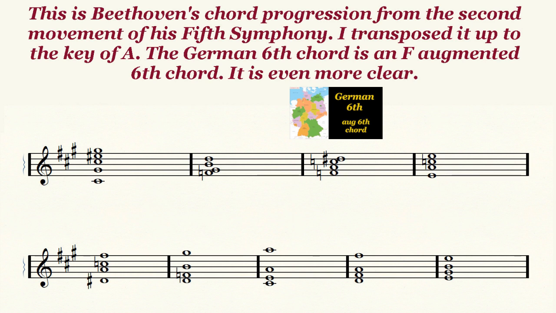Now let's do the same thing in the key of A major. This time the German sixth chord is an F augmented sixth. The spelling is very logical and convenient, and we are now very close to Beethoven's key, which is A flat.